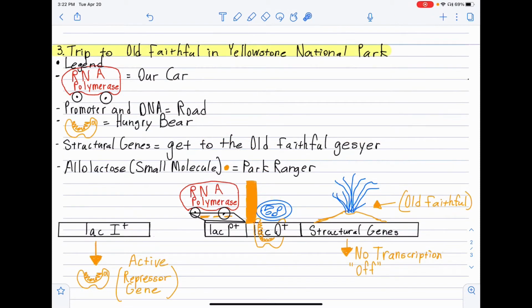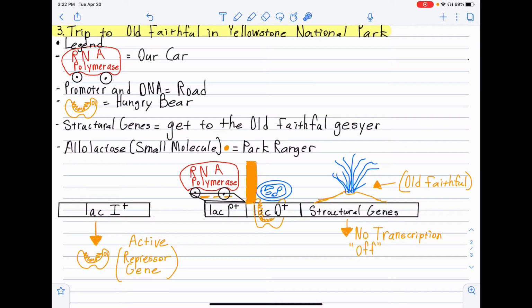For instance, say that you're going to see Old Faithful Geyser in Yellowstone National Park. And just to give us some guidance, the legend right here has RNA polymerase as our car, the promoter in DNA is the road, and the hungry bear is the repressor. And then structural genes are just that, we get to see the geyser, and the allolactose or the small molecule is the park ranger.